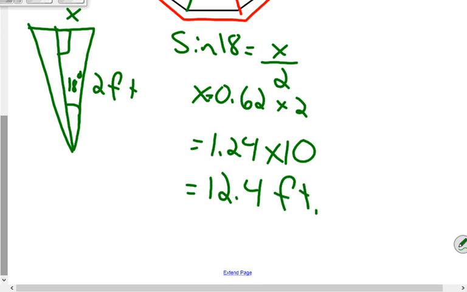And our units were feet. 12.36, 12.4. It's all around. Good, you guys. Not too bad. That one's a little trickier, though. I'm not going to lie.